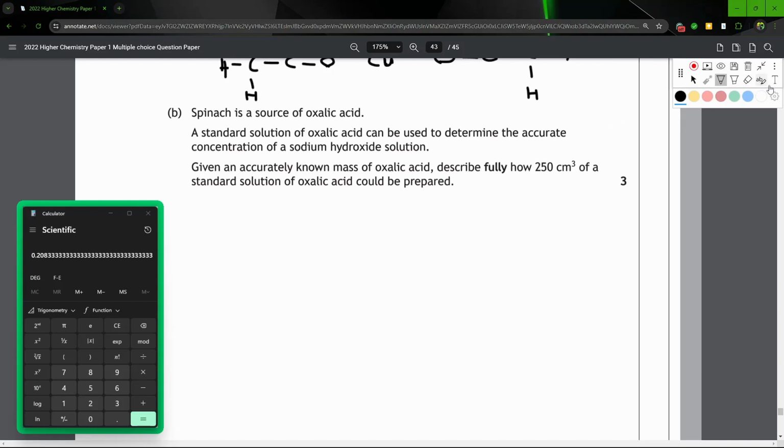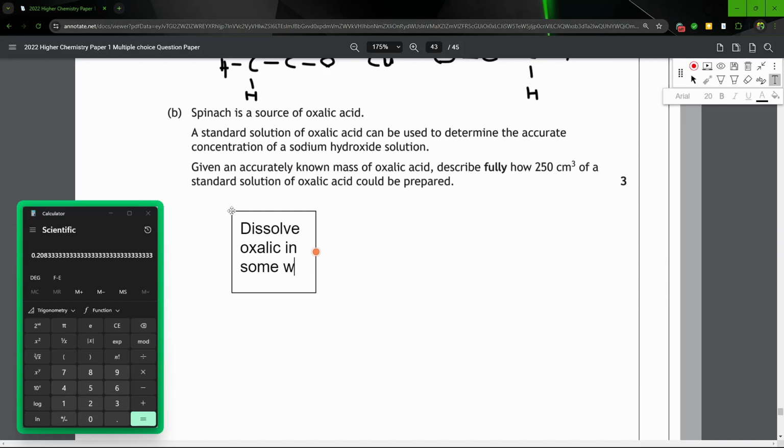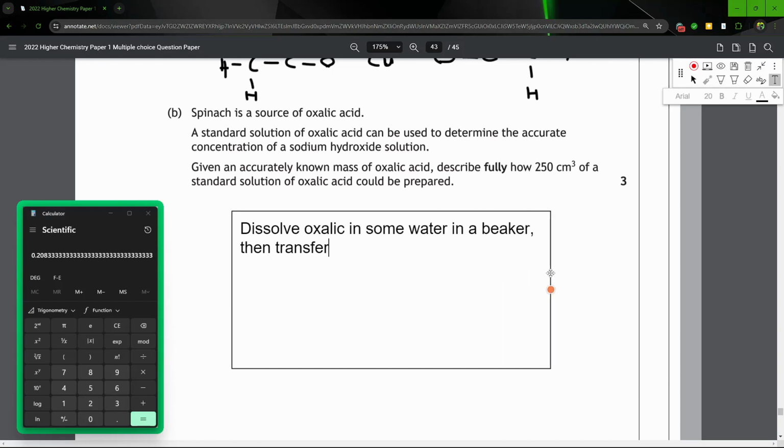Well, this is a boilerplate thing. You can pretty much do anything. You can say you dissolve oxalic acid in a small amount of water in a beaker. Then transfer the water to your volumetric flask.